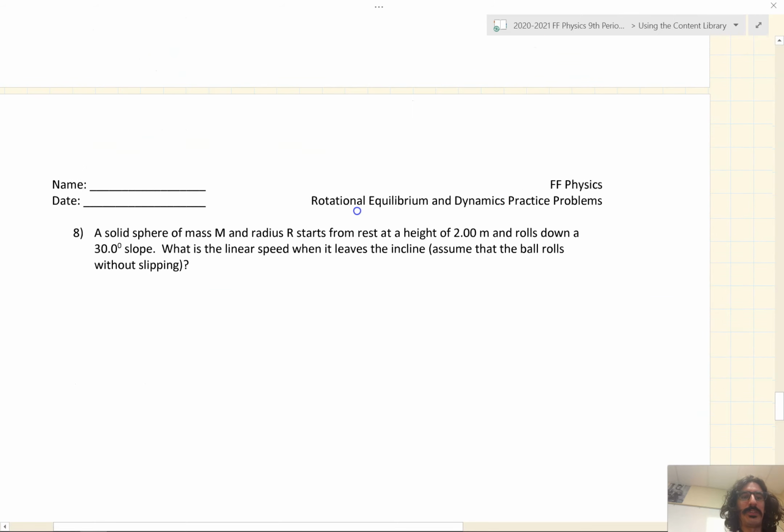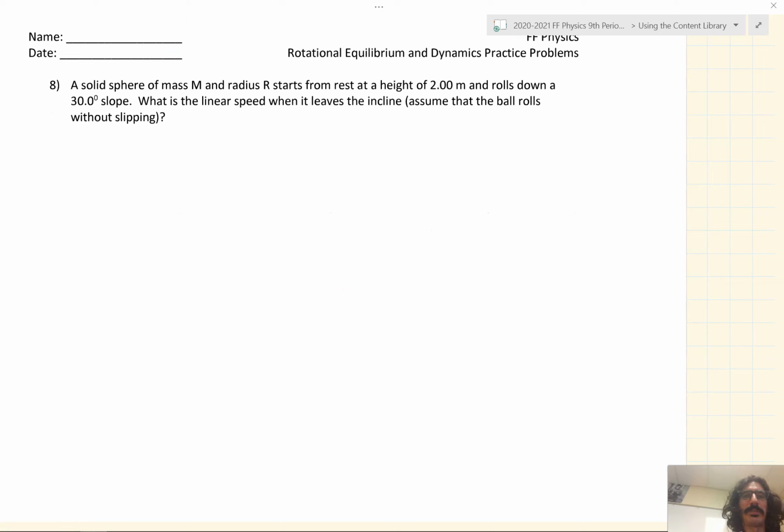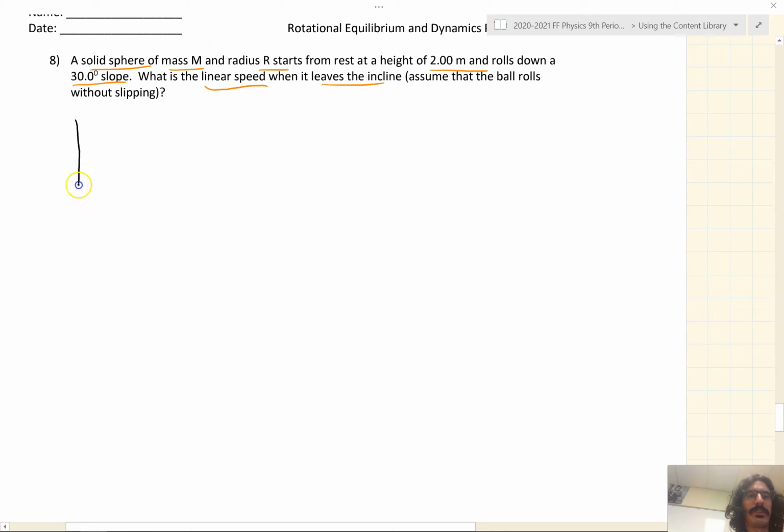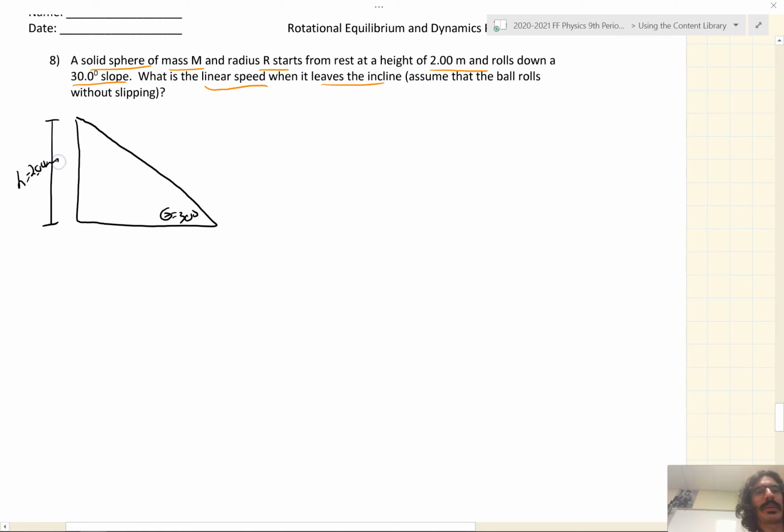All right, last question for the day, or whatever day this is. A solid sphere of mass m and radius r starts from rest at a height of 2 meters and rolls down a 30-degree slope. What is the linear speed when it leaves the incline? Assume that the ball rolls without slipping. So if we draw a picture, we have an inclined plane, angle's 30 degrees, the height is 2 meters, and we have a solid sphere sitting on top, rolling down.